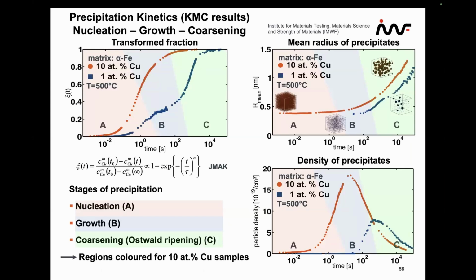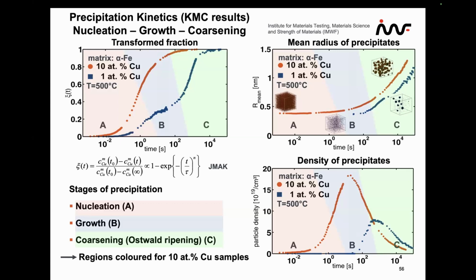Another aspect which was of special interest for our experimentalists was Ostwald ripening, because there are always debates: when does it start, when is the growth process finished? And here we looked at two situations with 1 or 10 atomic percent copper. Let us concentrate here on this last slide, where you see the particle density as a function of time for both cases.